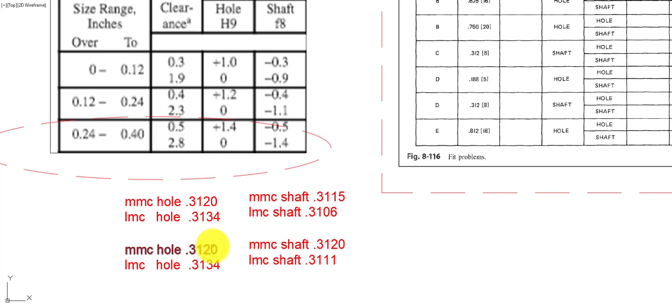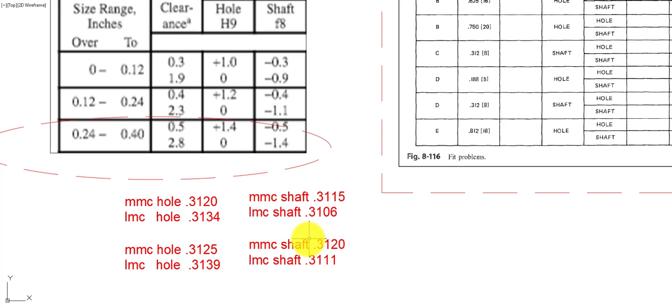What happens if I add 5/10 to this number? That's going to change it from 0.312 to 0.3125. And what's going to happen if I add 5/10 to this number? It's going to change that from 0.3134 to 0.3139. Now, the relationship among all those numbers is exactly the same.